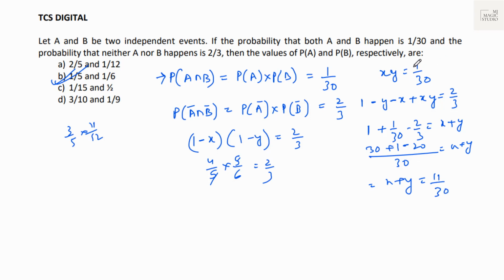Now x will be 1 by 30y, you put in here and then frame the equation and solve it. But in many cases, if options are there, plug in the options and check. The best key here is, since x plus y is 11 by 30, you can feel it. 30 is 6 into 5 and this is 6 plus 5. So it automatically becomes 1 by 6 and 1 by 5. Which is 1 by 6 and which is 1 by 5, we don't know. But it is 1 by 5 and 1 by 6 for now.